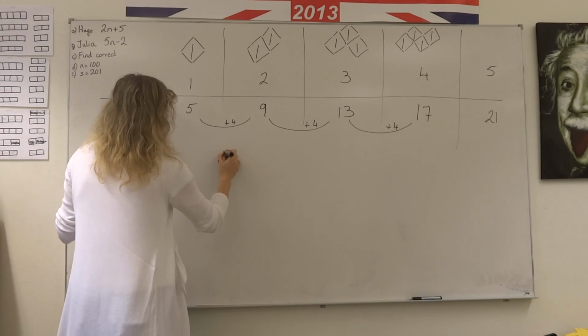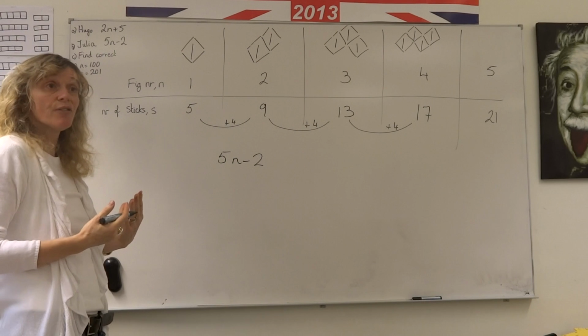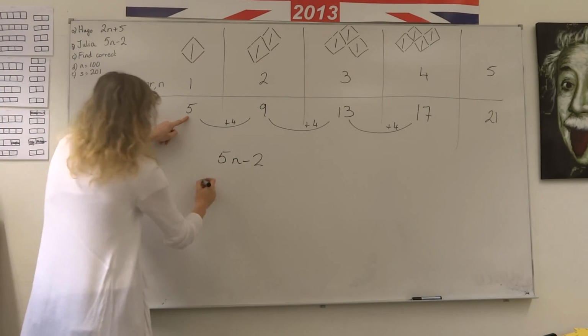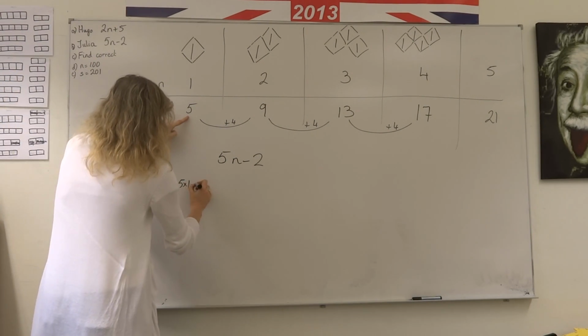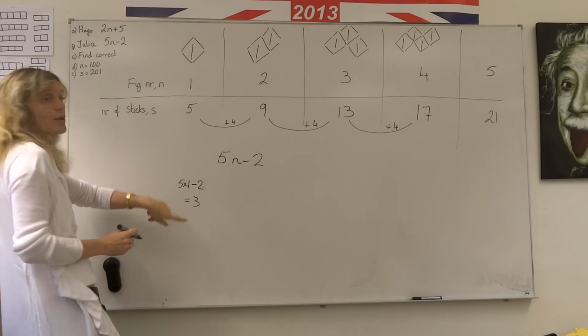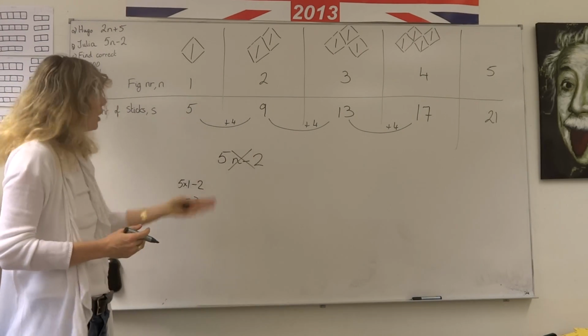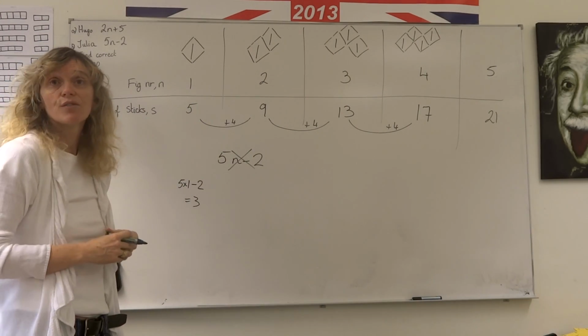that the formula should be 5 times n minus 2. So we test the formula for n equals 1. 5 times 1 minus 2. 5 minus 2 is 3. Does 3 equal 5? No. Her formula can't work. When can it work? Well, we have to see. It obviously works for one of them.